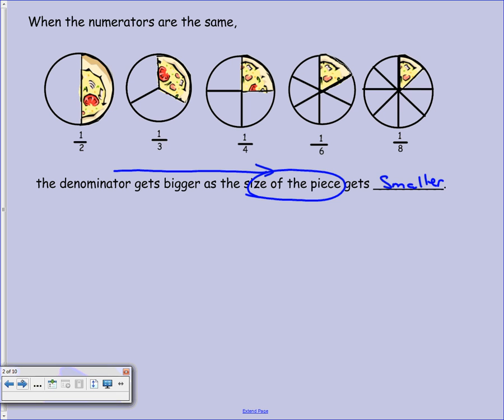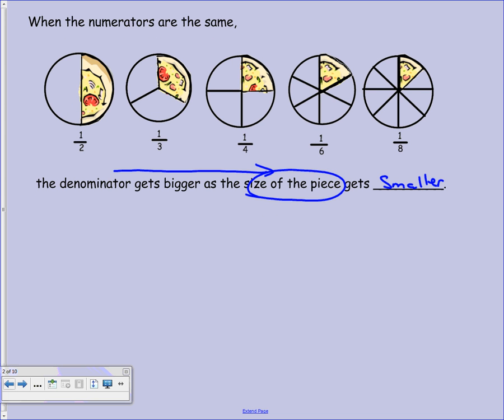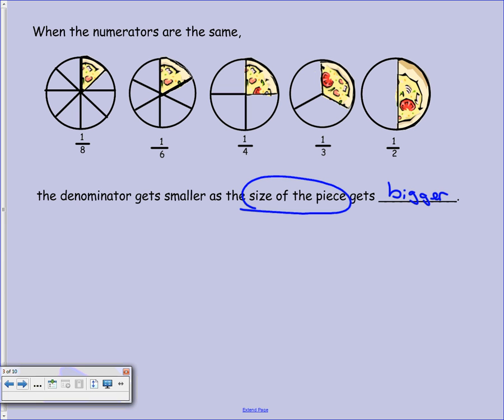All right, well, what about me flipping that around? So what if my denominator gets smaller? 8, 6, 4, 3, 2. As it gets smaller, my denominator, the size of the piece gets bigger. Okay, well that's interesting. So based on these two things, what can we say about that? Well, hopefully what you're noticing is the bigger denominator equals the smaller piece.